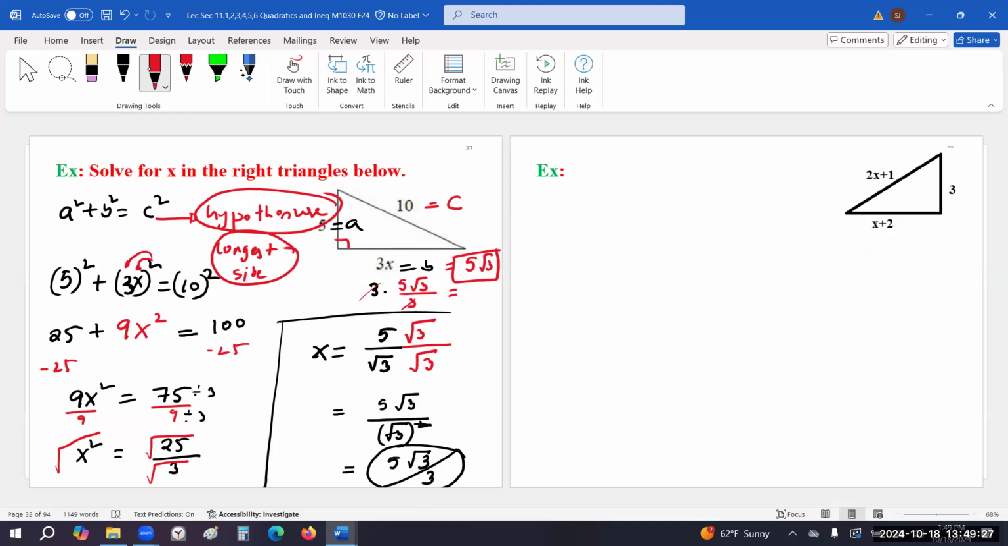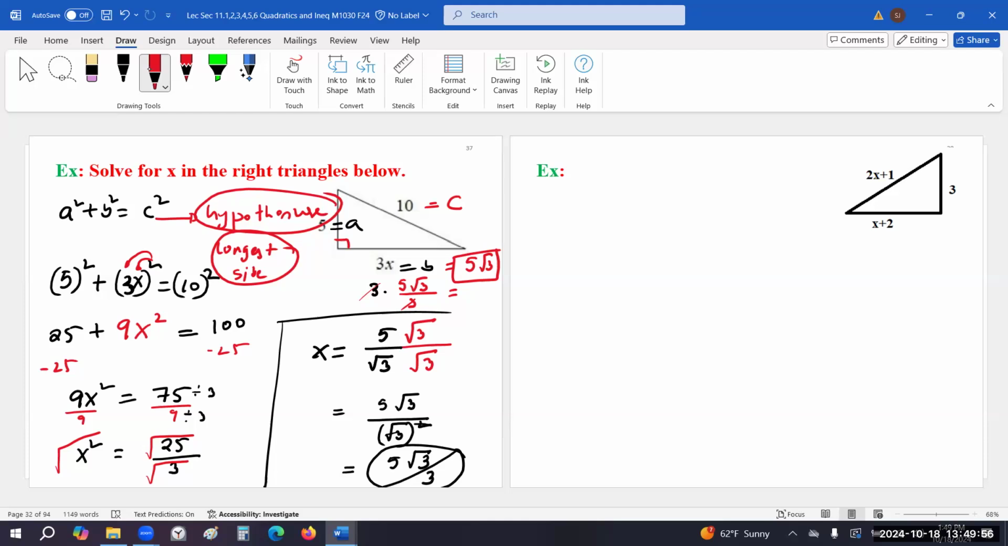For x. But in my method, they wanted to find the missing side. If we replace x with 5 square root of 3 over 3, the 3s cancel out, and the answer is 5 square root of 3 for the length. Okay. But in the exam, I'm not going to ask you for the length, I'm going to ask you for x. So you're fine with that. My method has some extra things for you to do.